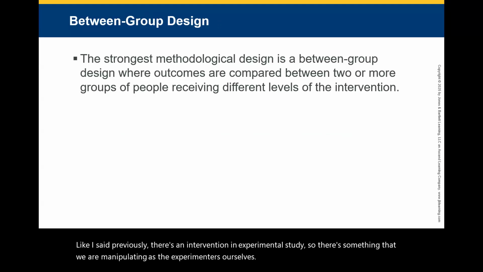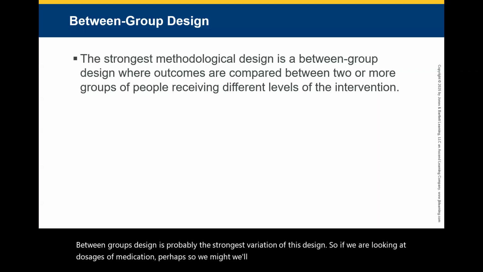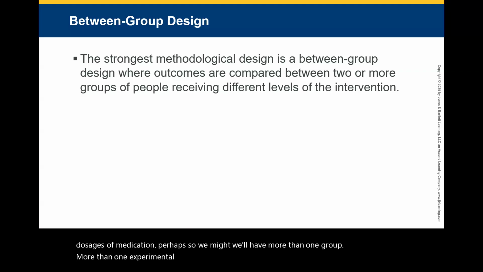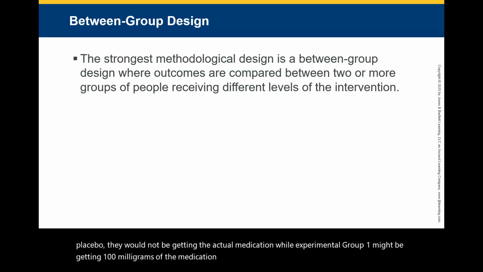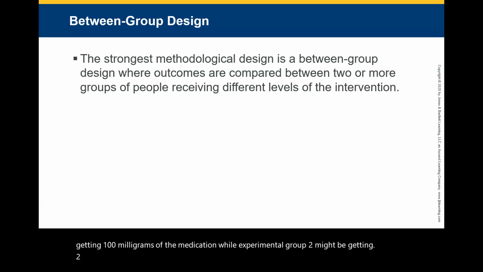Between groups design is probably the strongest variation of this design. So if we are looking at dosages of medication, perhaps, we'll have more than one experimental group. The control group would be getting a placebo. They would not be getting the actual medication, while experimental group 1 might be getting 100 milligrams of the medication, while experimental group 2 might be getting 2 doses of 100 milligrams. So this is a between groups design.